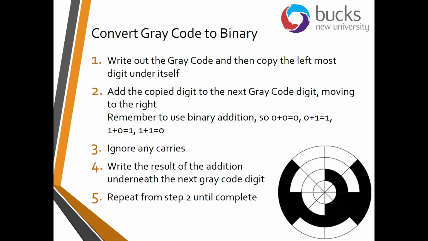So it would be 0 and 0 is 0, 0 and 1 is 1, 1 and 0 is 1, and 1 and 1 is 0. There would be a carry 1, obviously, in binary addition. Just ignore any carries, basically. So if you get 1 and 1, treat it as 0, forget about any carries. And you write the result of the addition underneath the next Gray code digit, and you repeat from step 2 until you're basically complete.